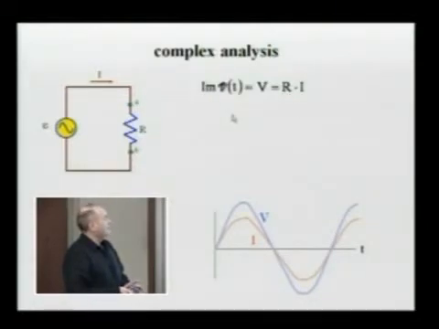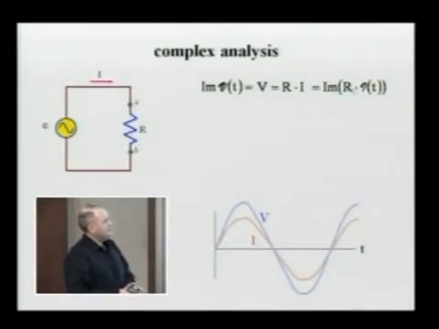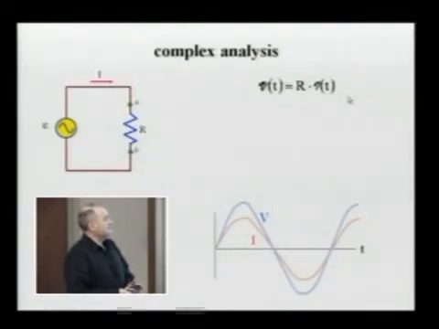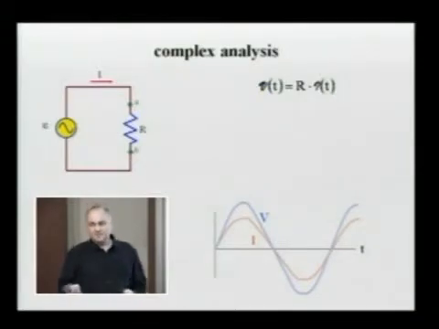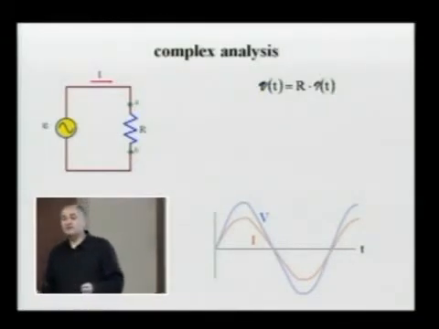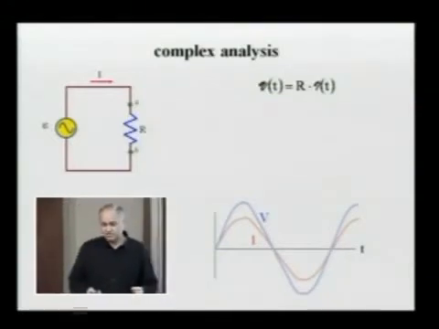So I can write that this is the imaginary part of complex voltage, and if R is real, then it doesn't matter if I have this R inside of the imaginary part or outside. So now I can conclude that complex voltage is equal to resistance multiplied by complex current. From that, I can immediately conclude what is the complex impedance of the resistor.